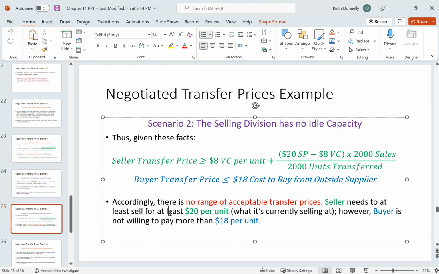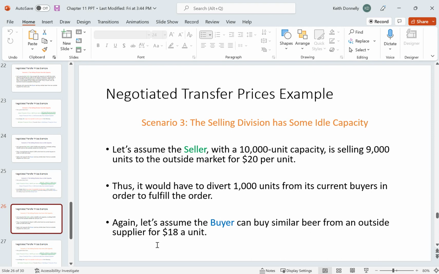If you just think about it, if we're at full capacity and we're selling it for $20 on the open market, if we're going to divert any of those sales to an internal sale, we better at least be getting $20. We're not going to lower it, we're going to lose money here. Our benchmark as a seller is 20 bucks, but the buyer is not going to pay more than $18. In this way, there's not going to be any room. It's not going to make sense for us to have a transfer price here. There's going to be no range of acceptable prices.